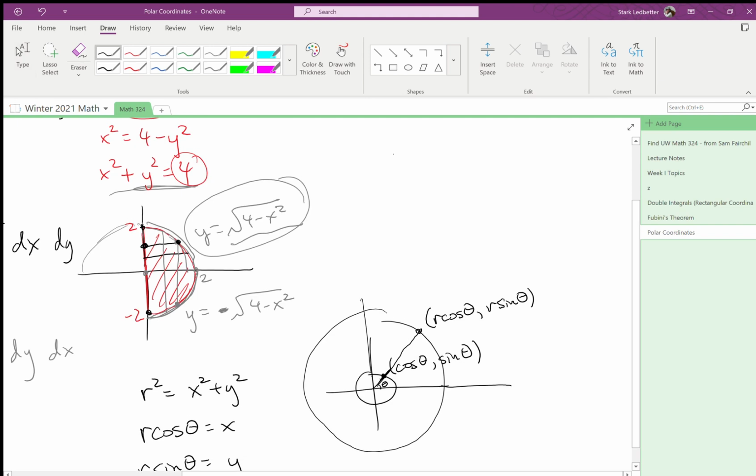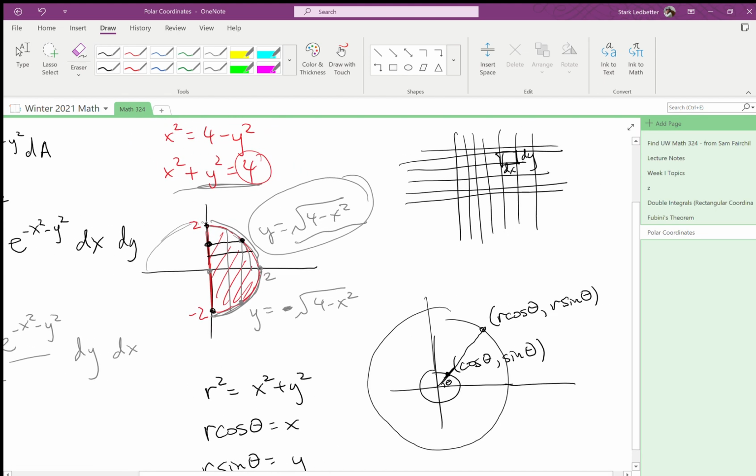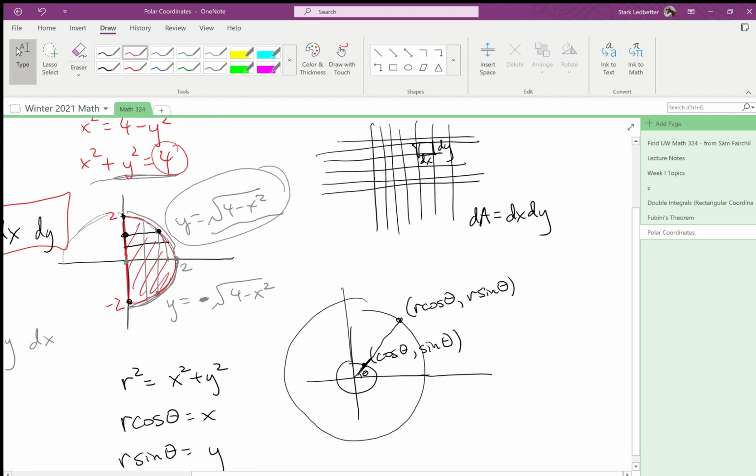So remember before, when we were integrating, we were cutting the whole plane up into little tiny rectangles, and we had rectangles with width dx and length dy. That's how we got dA equals dx dy, and that's how dx dy ended up at the end of our integral. Okay, so what's dA now?